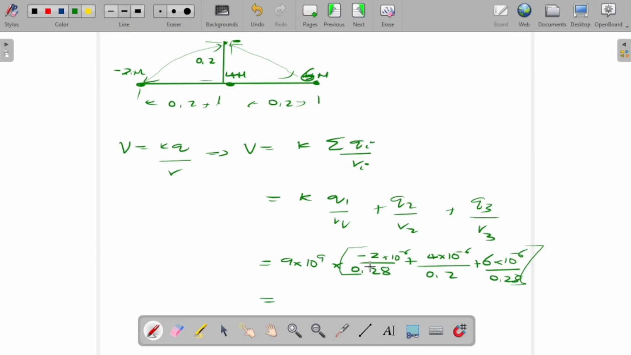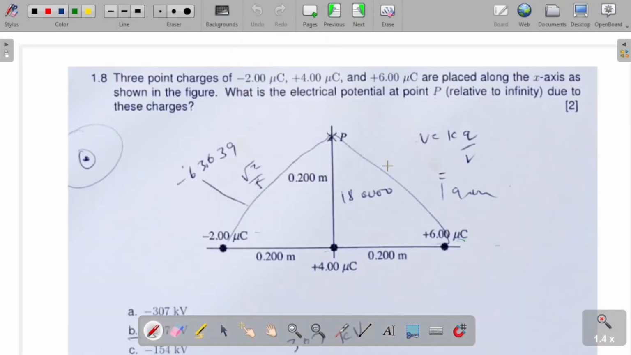I got 3.09 times 10 to the power 5. Did you all get the same answer, guys? Or you didn't even bother?